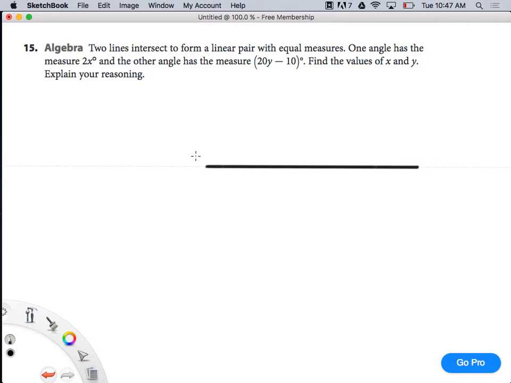So the first line I'll draw like this. And now let's take a look. Let's say I draw my second line like this. Did I form a linear pair? Yeah, I formed a linear pair, but do they have equal measures, both angles? No, so that's not going to work. What about here? Did I form a linear pair? Yeah, but they're not equal angles, right? So what's the only way I can form a linear pair with equal angles? If the two lines are perpendicular. So that's that right there.